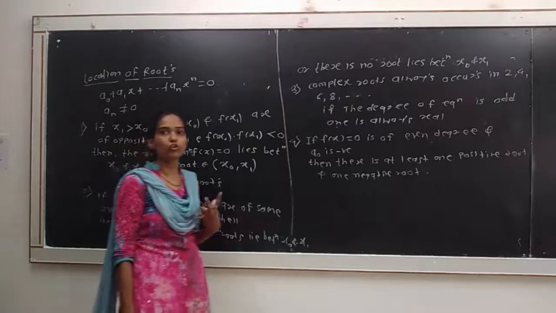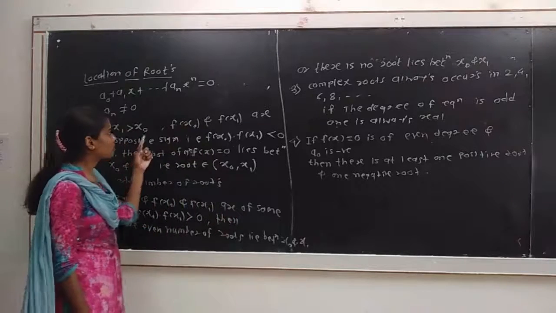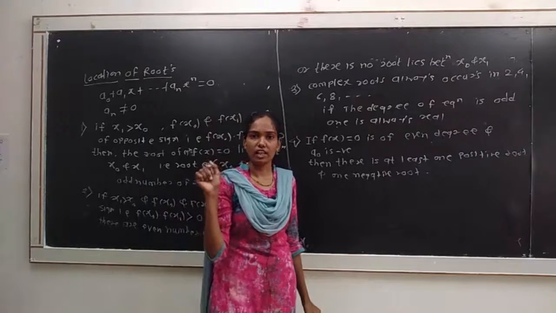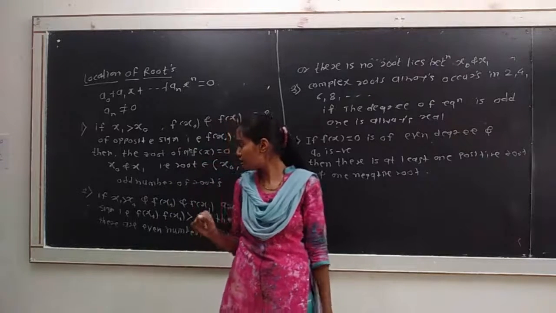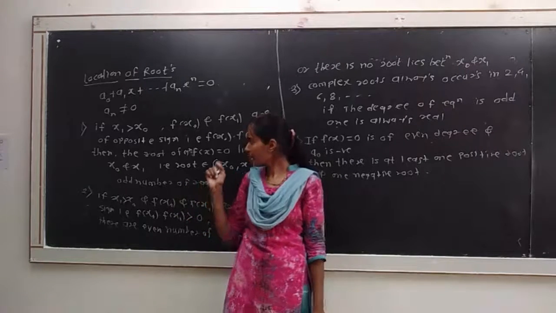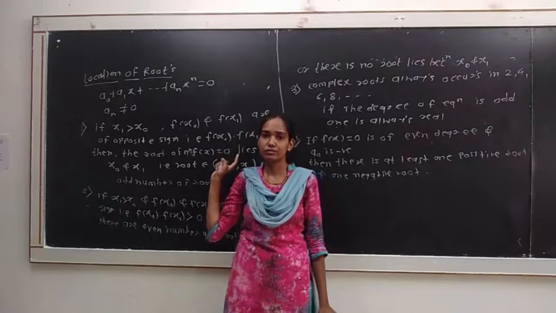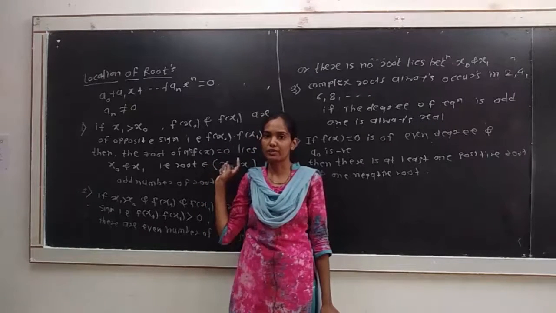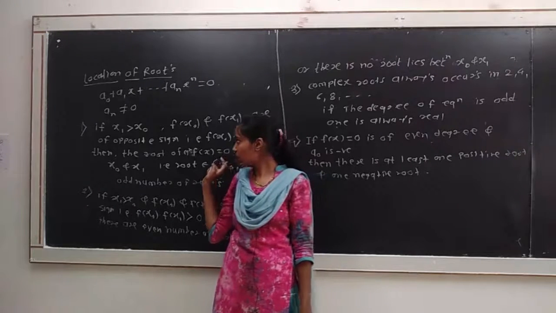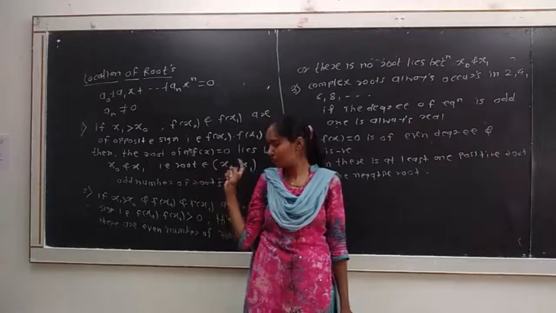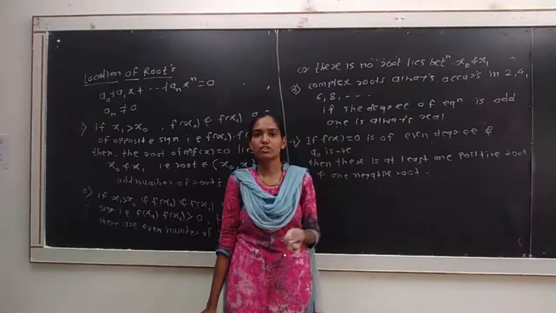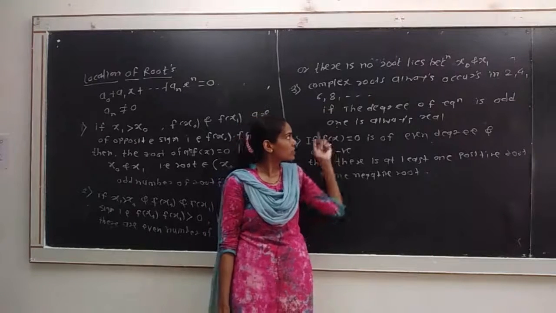That is, if we take two points and find the value of the function at those two points, if the product of those values is greater than 0, then an even number of roots lie between x0 and x1. And if the product of the values of the function at points x0 and x1 is less than 0, then a root lies between x0 and x1, and it is an odd number of roots.